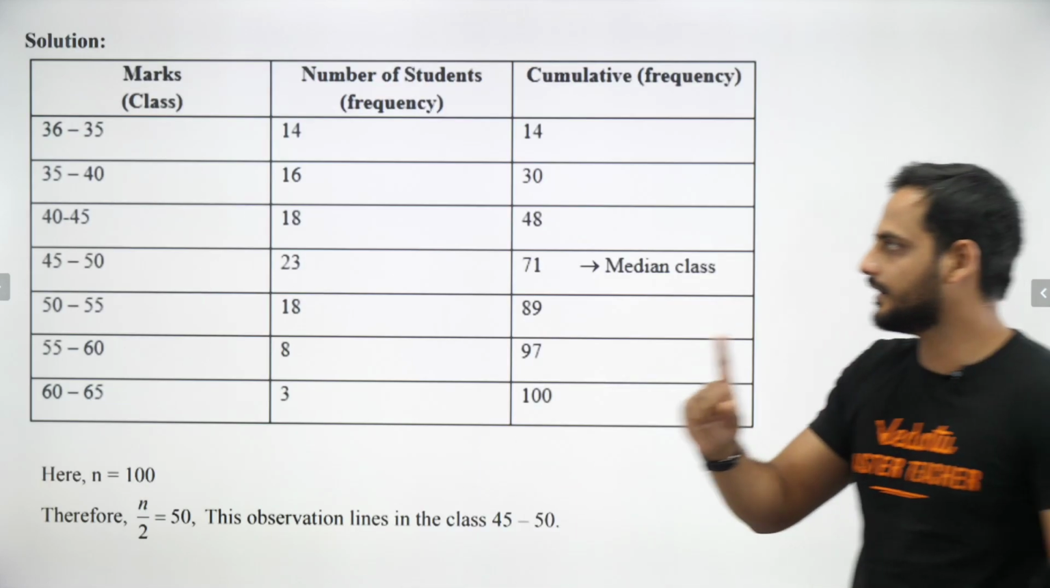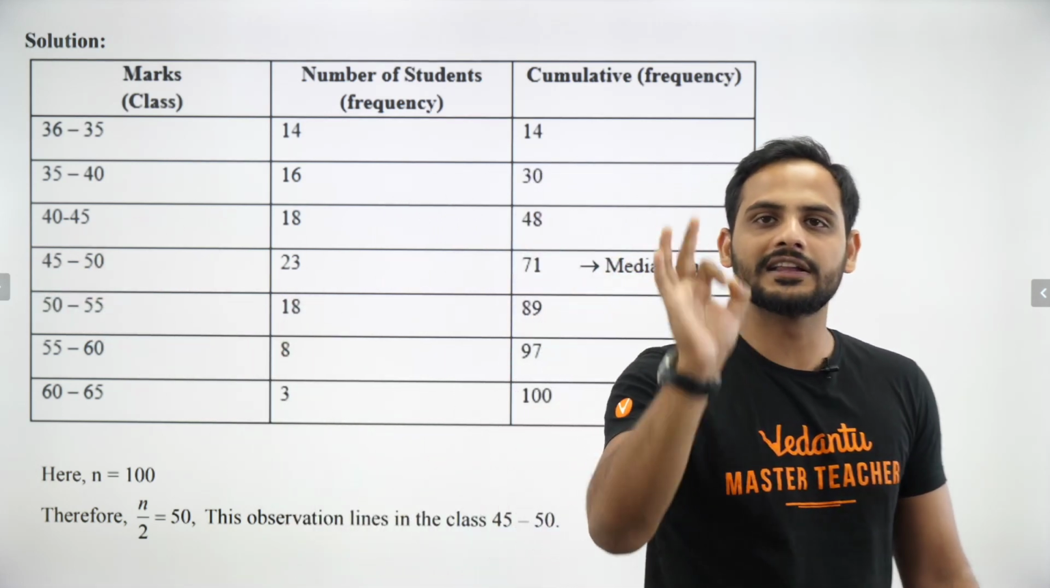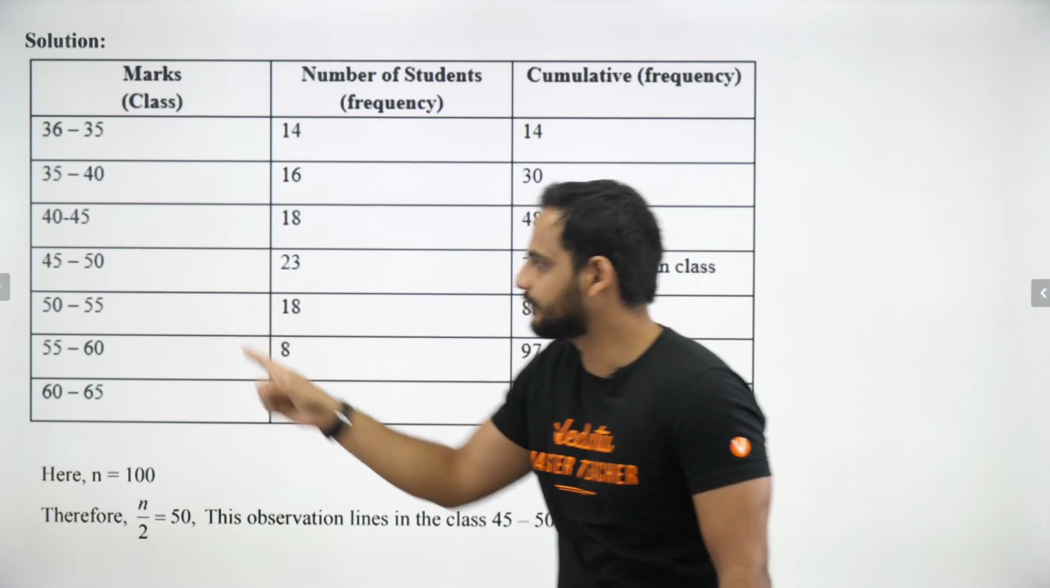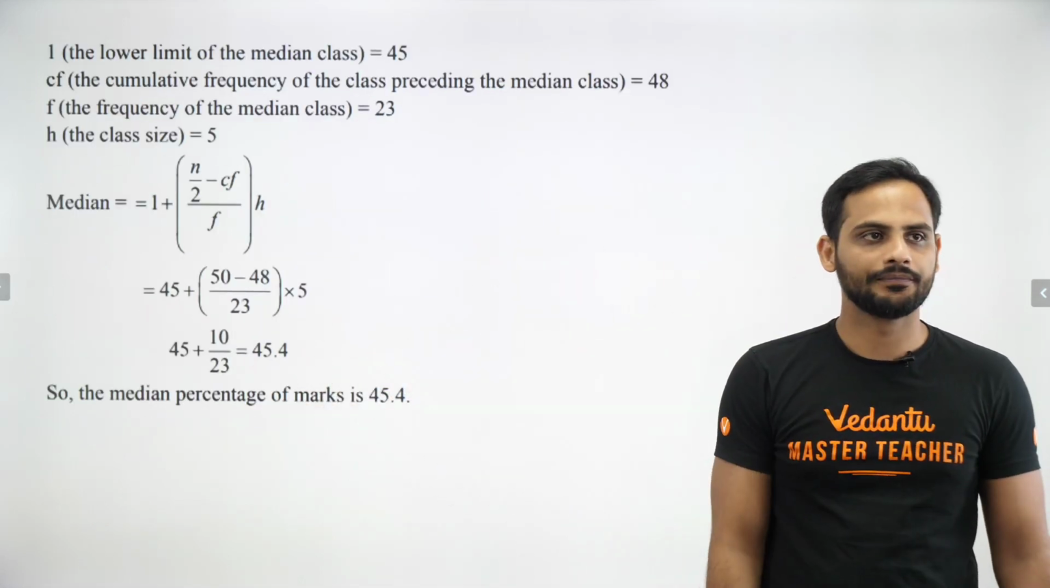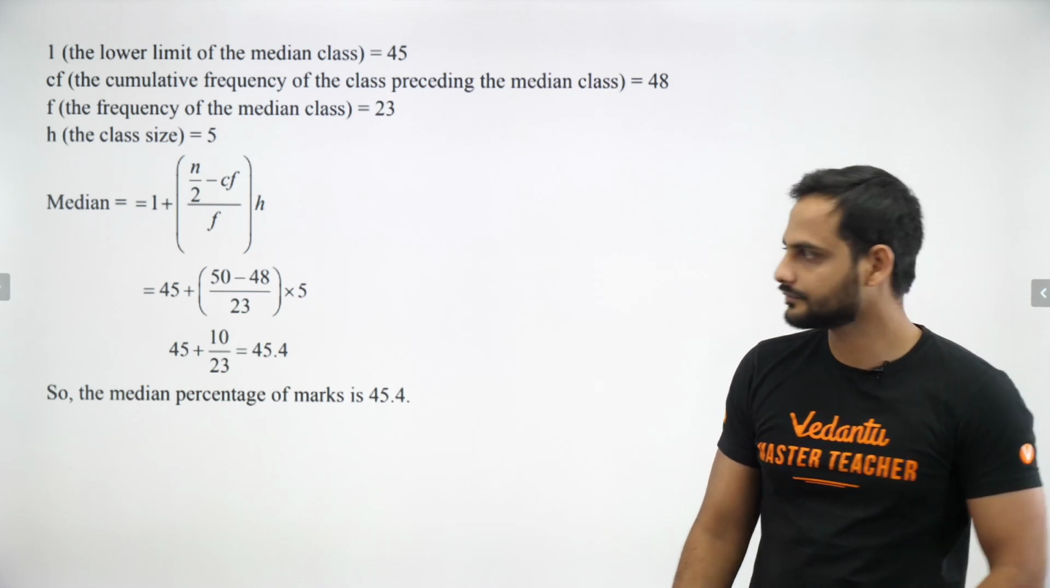Again beta, if you want to check, always remember the median will always lie in the median class. Median class is 45 to 50. So the median is 45.4. Is it clear? Next part.